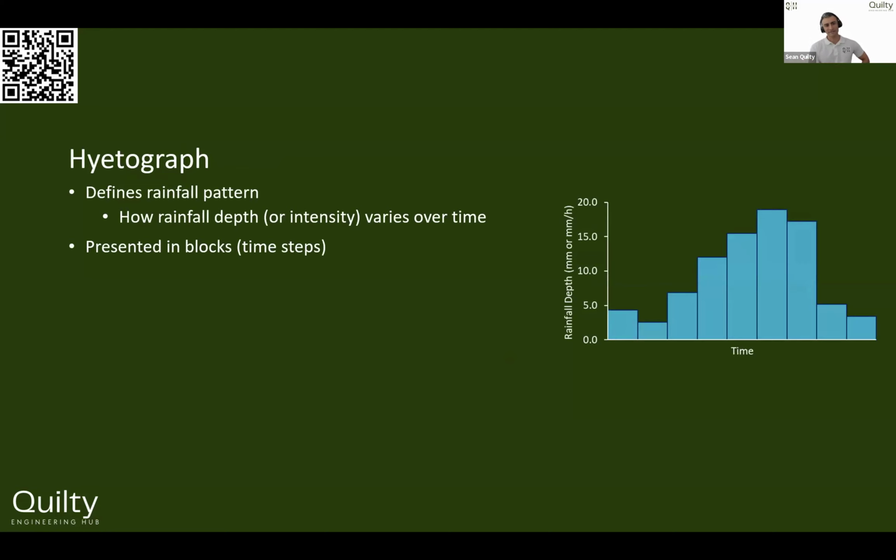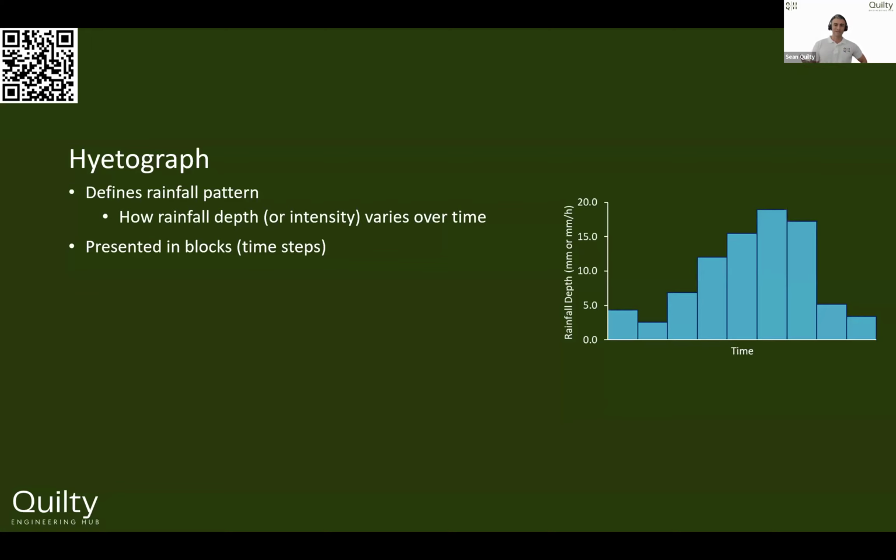Then we have hyetographs. So this defines the rainfall pattern. But now we're looking at the rainfall depth or the rainfall intensity and how that varies over time. So again, we've got our bars, if you like, or our time blocks. So we refer to those as time steps. So if you imagine these are a 5-minute time step, we can see that instead of a burst proportion, a percentage of the storm burst, we're actually looking at a physical depth.